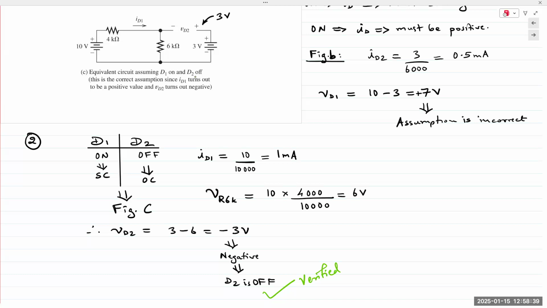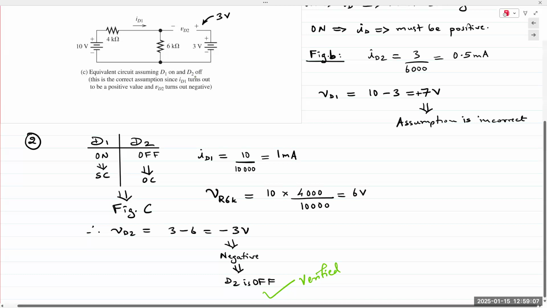If you have 4 diodes, D1, D2, D3, D4, and you make an assumption about the state of each diode, and let's say 3 of the diodes are correct but 1 is incorrect, that means all of them are incorrect. So if it's 4 diodes, it's 2 raised to 4, 16 possible states, so 16 possible analyses. Let's just stop there.